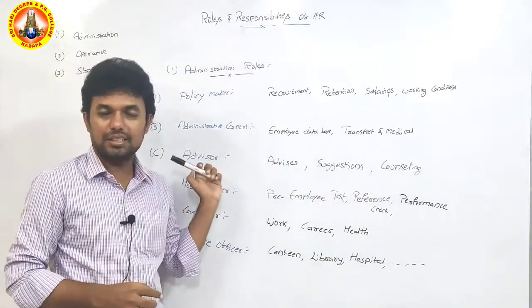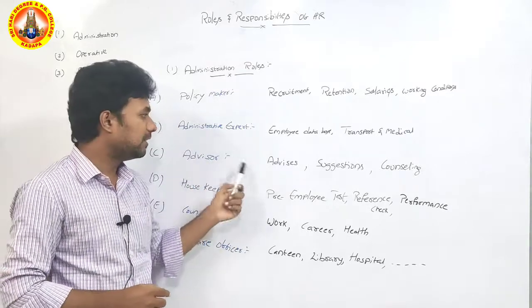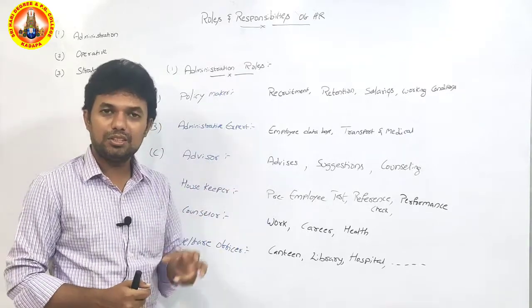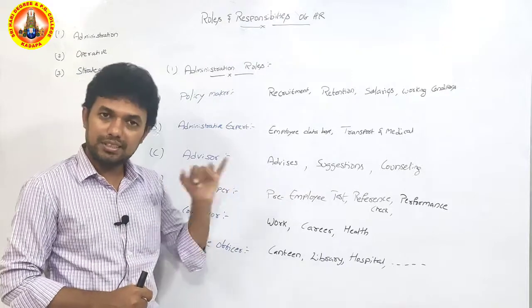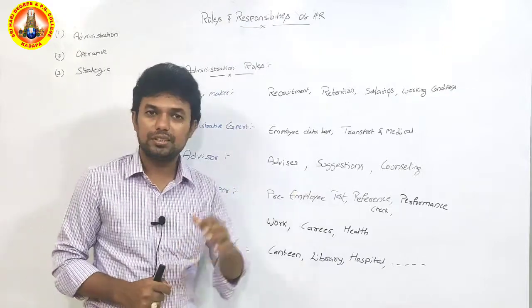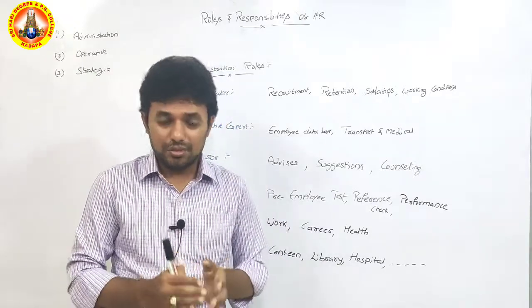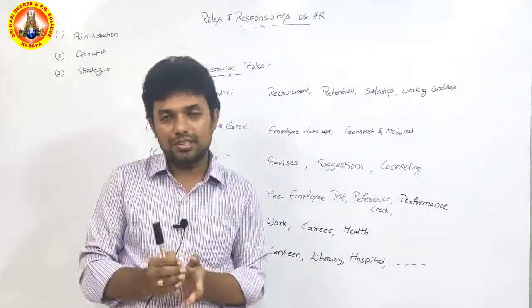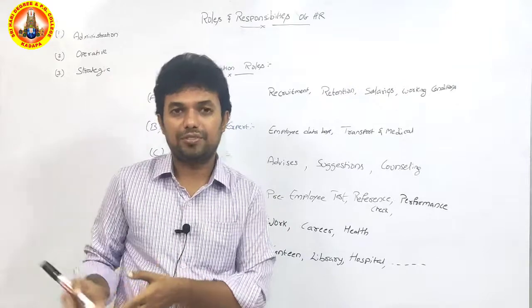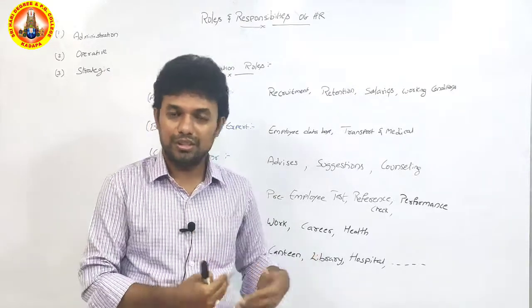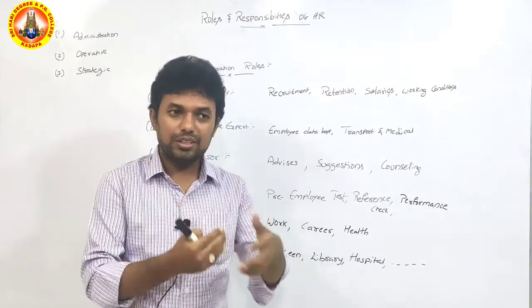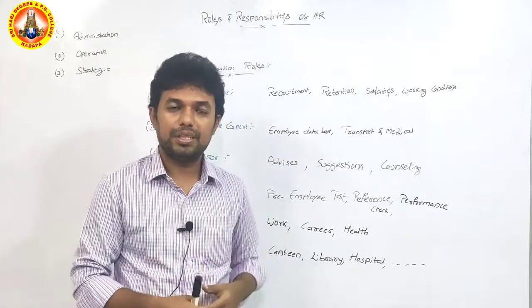The third role is advisor. The HR manager must give the advisors suggestions and counseling to the employees, and advise the heads of the departments. So why don't you provide this type of training? Why don't you do this type of work? When you are doing this type of work, we can get a better quality.